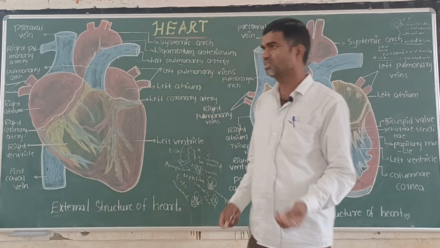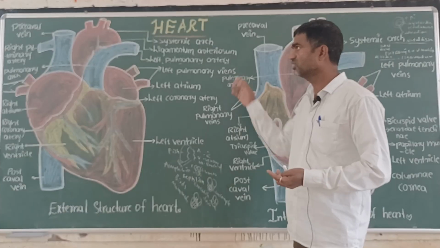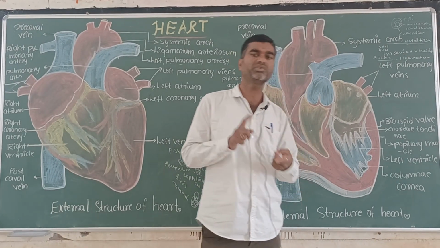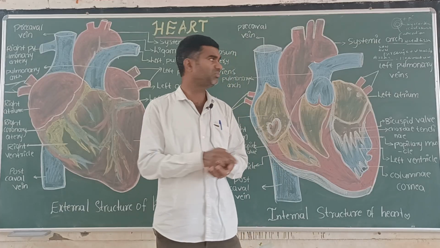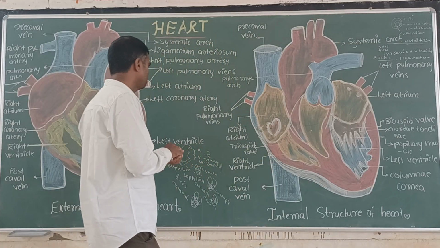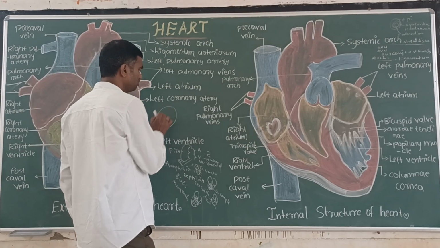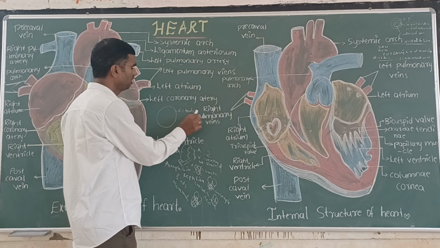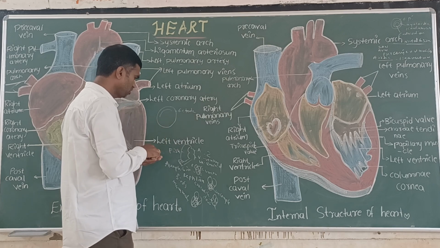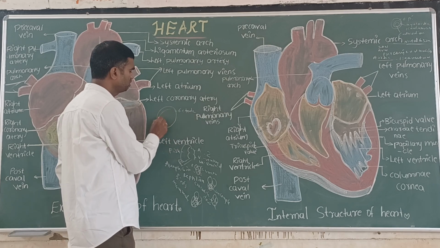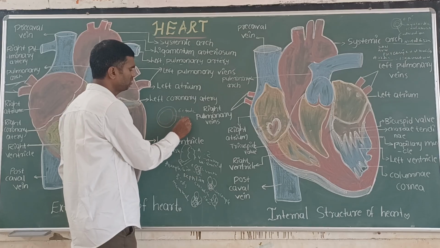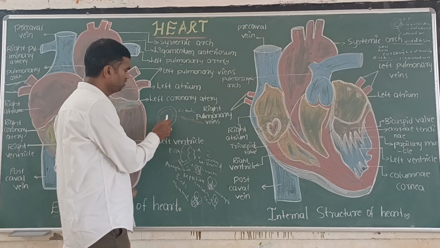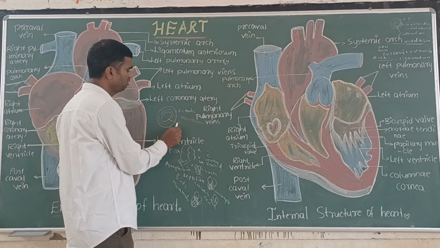Today our new topic is the structure of the human heart. The heart originates from the embryonic mesodermal layer. We know about the different layers that form here. This is the ectodermal layer, the middle layer is the mesodermal layer, and the internal layer is the endodermal layer.